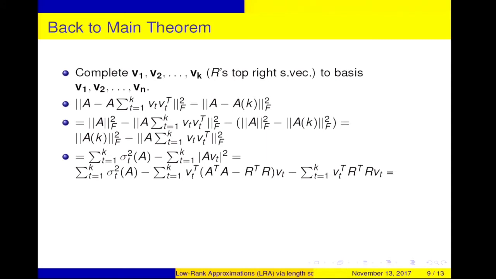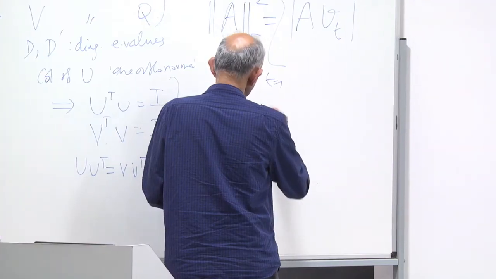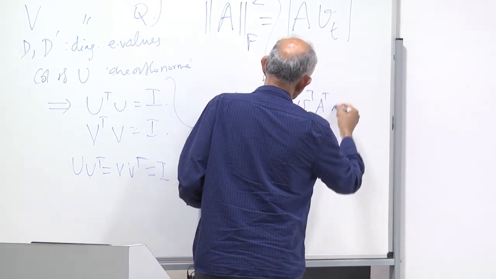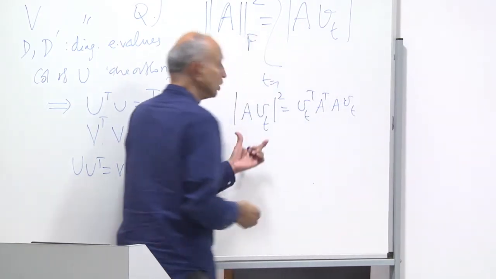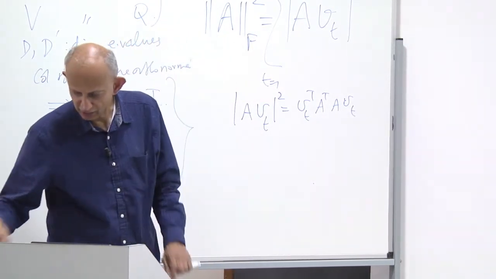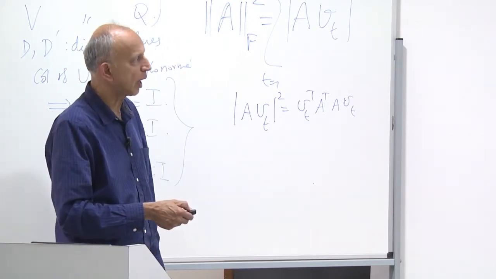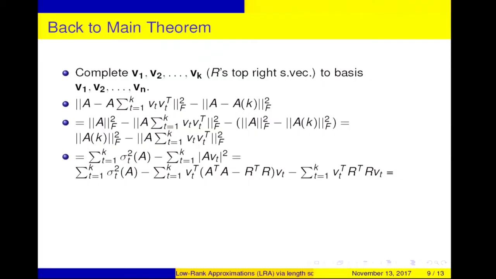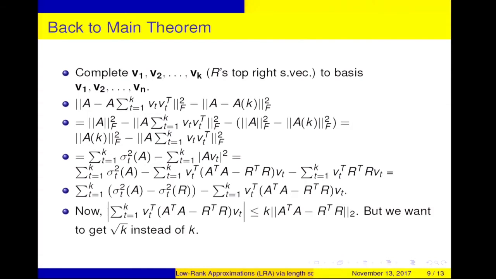Here's another trick. I'm going to take AVt squared. I mean, here's not a trick, it's just simple. That's just equal to Vt transpose A transpose A Vt, right? The length squared of a vector is equal to its dot product with itself. Again, that's not a trick. But I'm going to add R transpose R and subtract it. Okay, that's okay, I'm adding and subtracting. I've done this several times. I did it last time too.